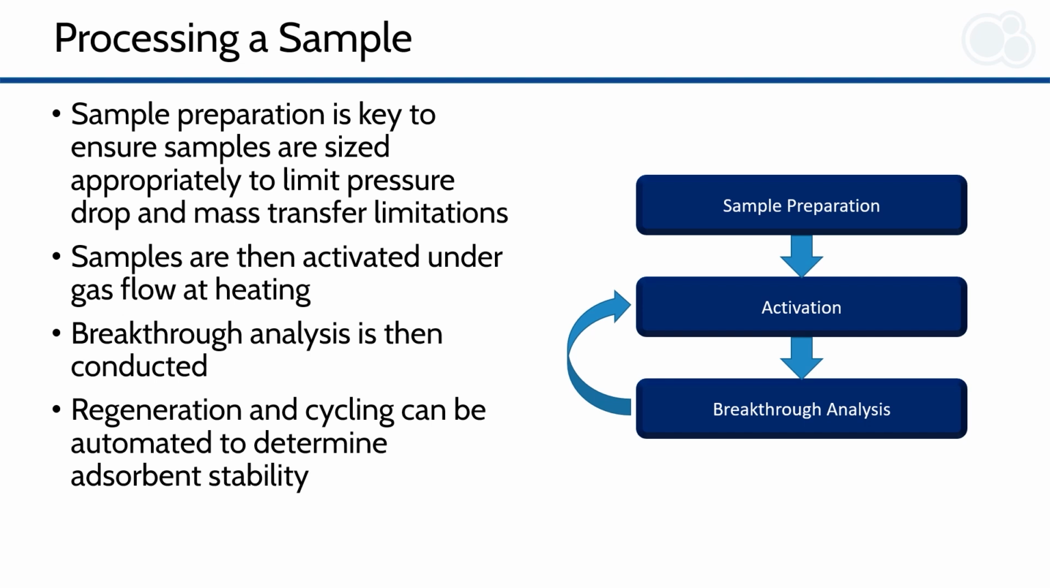Samples are generally activated under gas flow while also heating the sample. You might be using some sort of purge, nitrogen, argon, or helium gas stream to remove any adsorbed species from the surface of your adsorbent material. After that, you'll then conduct breakthrough analysis. Generally, part of breakthrough analysis is regeneration and cycling to determine the lifetime of your adsorbent, or how many cycles it can last for, to determine the cyclic stability.